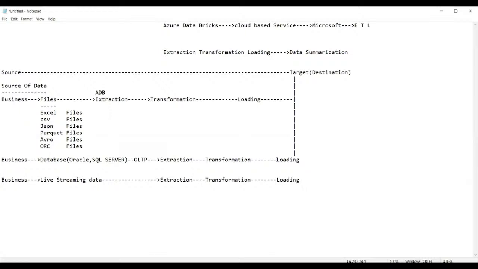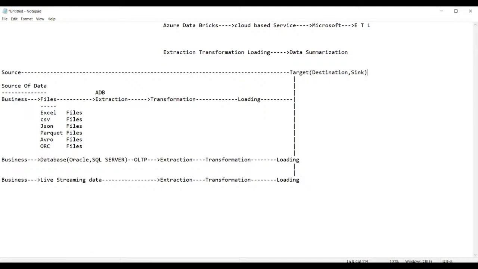So now all this data, whatever you have, whether source data, destination data, or whatever, will finally be recorded into the target. That is called the sink system. In Azure, the destination is also called the sink system.